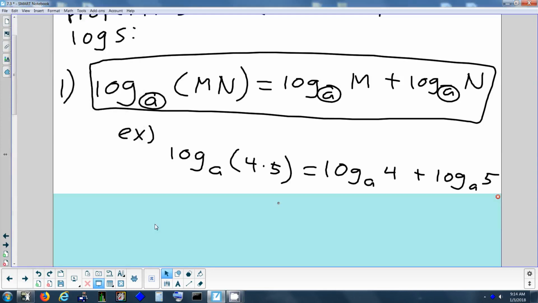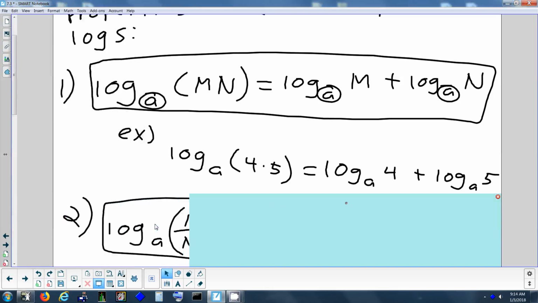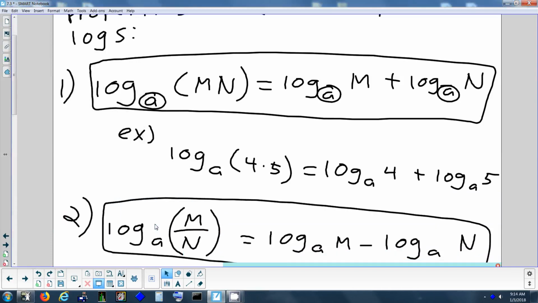All right, so our first rule was for a product, and a product turns into a sum. Our next rule is going to be for a quotient, division. Does anybody have a guess what division turns into? Subtraction. Yeah, it turns into subtraction. What's important here is now it's the order. When you add, order is not really important. 2 plus 6, 6 plus 2, same thing. Subtraction, big difference.